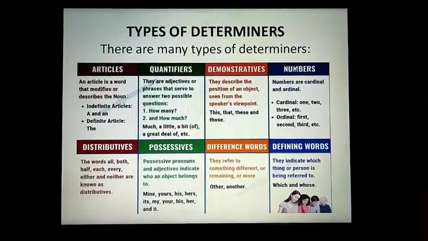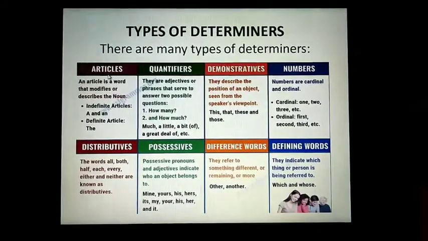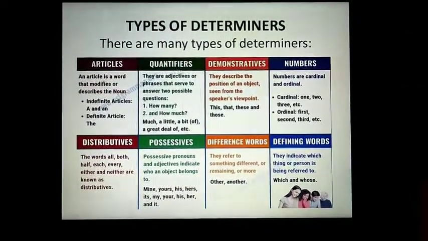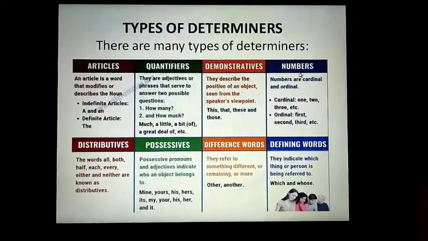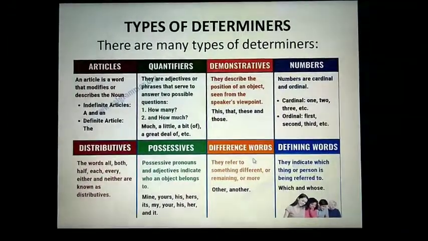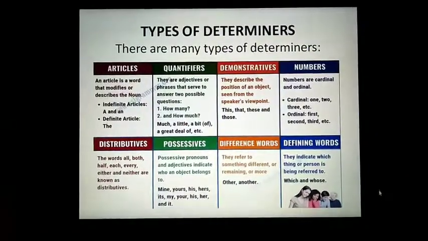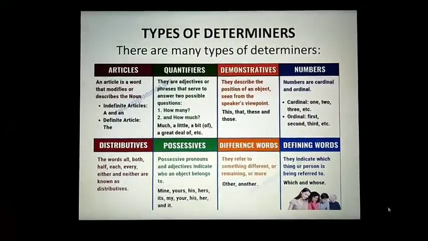Here are the types of determiners. There are many types of determiners: articles, quantifiers, demonstratives, numbers, distributives, possessives, difference words and defining words. We will be studying them in detail.